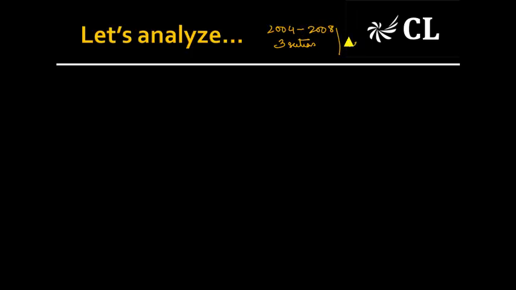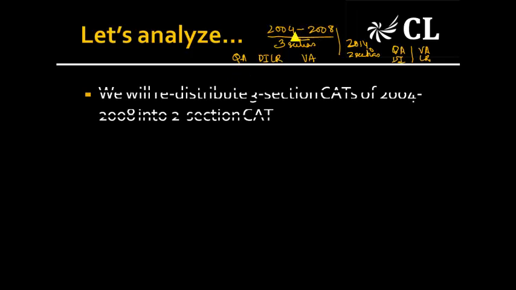But 2014 is a 2-section test. The 3-section used to be QA, DILR, and then VA. Now the 2-section would be QA and DI as one section, and VA and LR as another section. So we'll have to do some tweaking to the 2004-2008 data that we have. Now this is what we'll do.